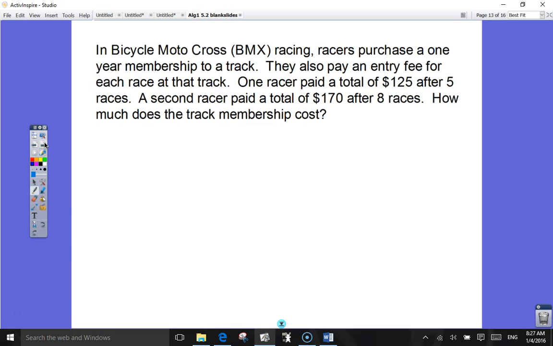Okay, so whenever, yeah. I didn't hear you. What did you say? 15 or 50? 50? Okay. Well, we're going to set it up. What are the variables here? Let's say we have an X and a Y. What is the X going to represent and what is the Y going to represent?